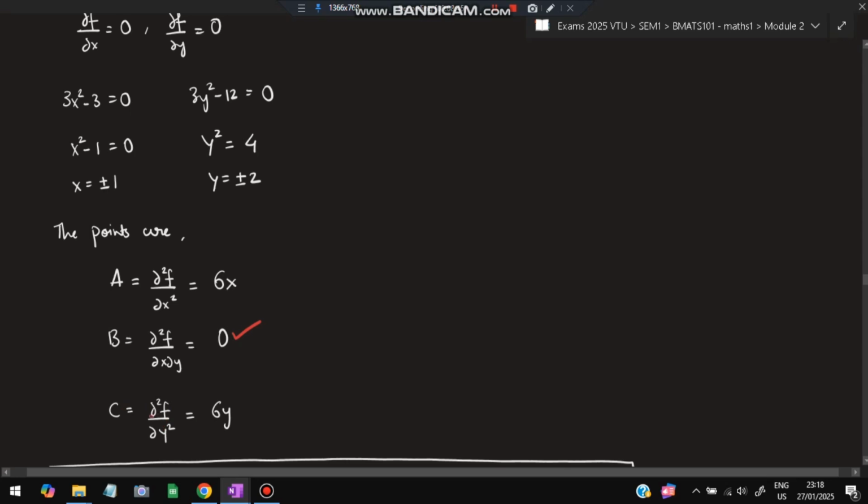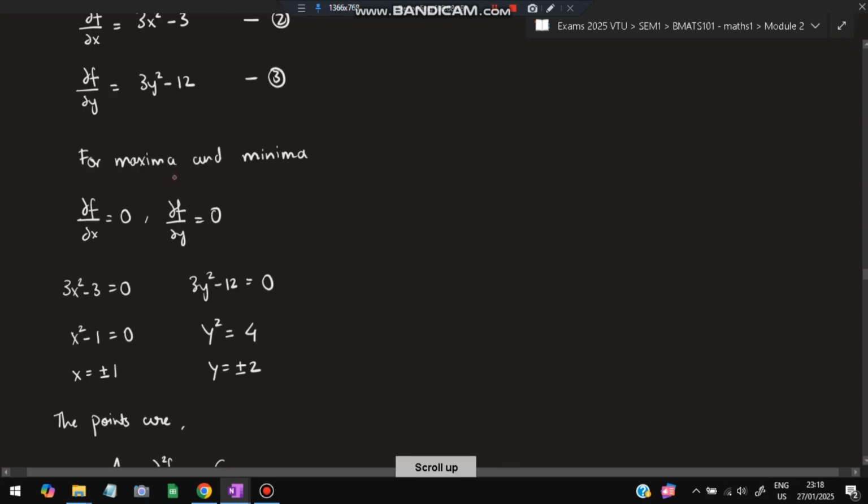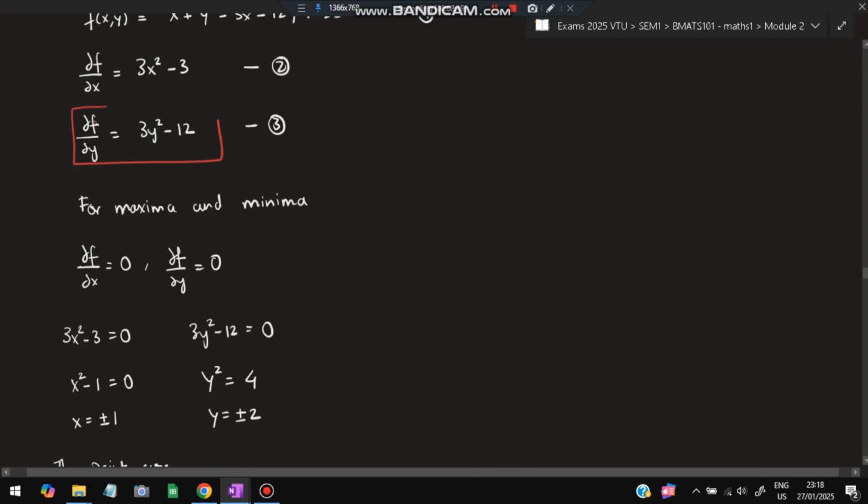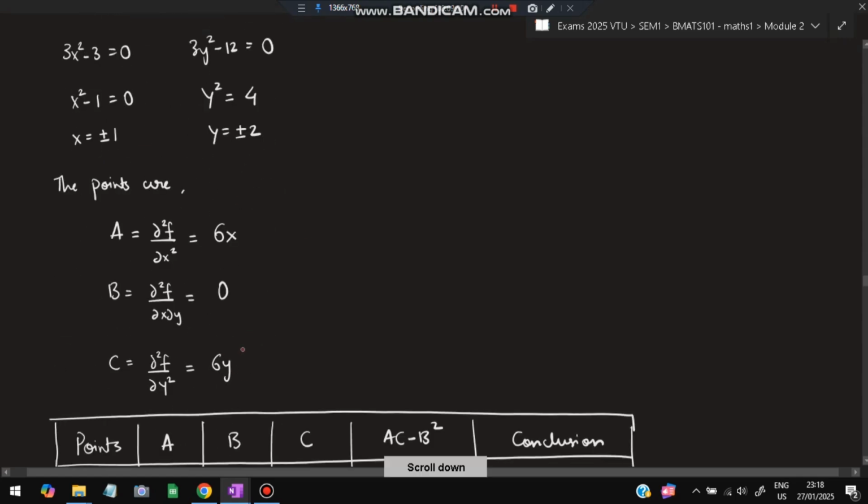The c is del square f by del y square, which means this one you will be differentiating with respect to y. When you differentiate with respect to y, this will be 6y, right? 6y minus 0, which is 6y only. Okay, so you'll be writing 6y here.